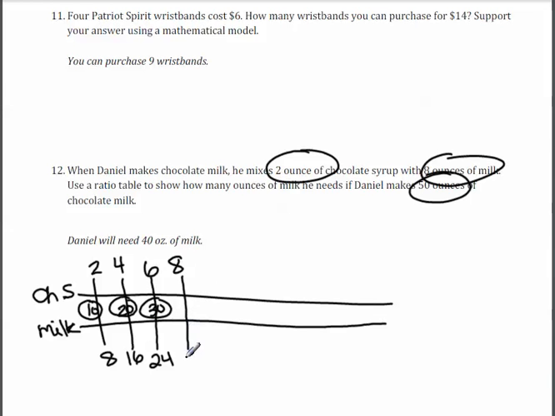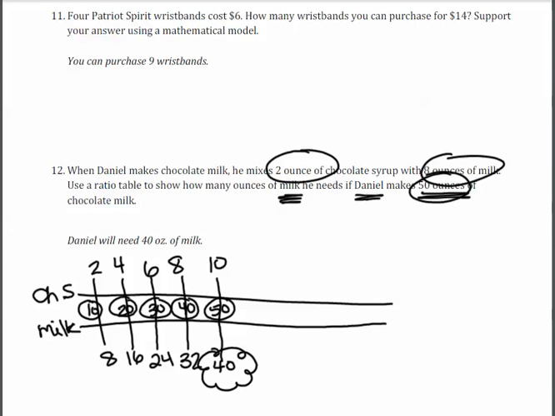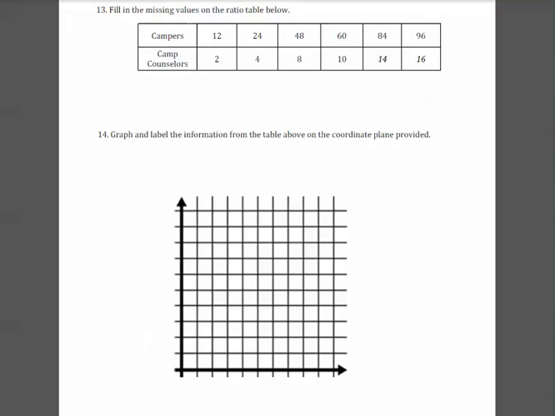8 ounces of chocolate syrup with 32 ounces of milk makes 40 ounces of chocolate syrup and milk together, or chocolate milk. And here we have 10 ounces of chocolate syrup and 40 ounces of milk to make 50 ounces of chocolate milk. So if we're trying to figure out how much milk Daniel needs to make 50 ounces of chocolate milk, he needs 40 ounces of milk.